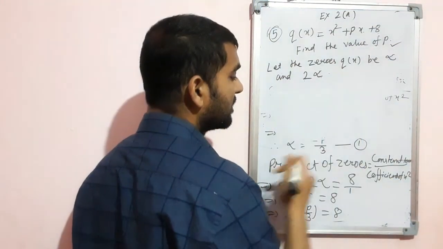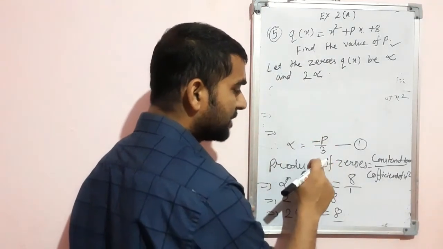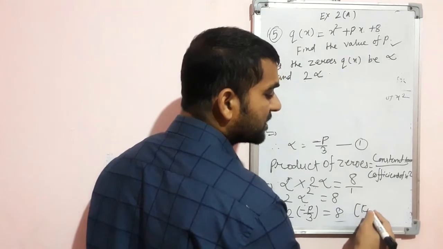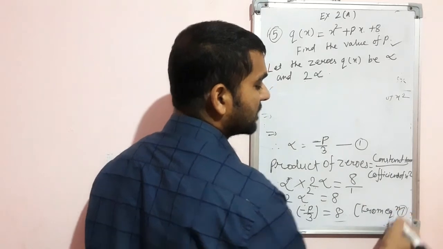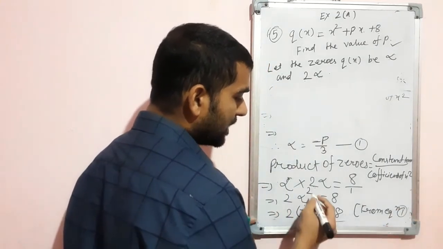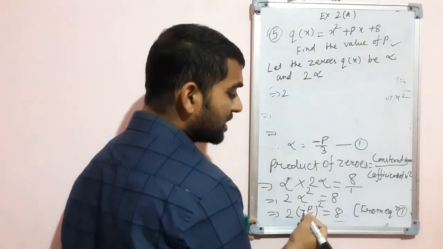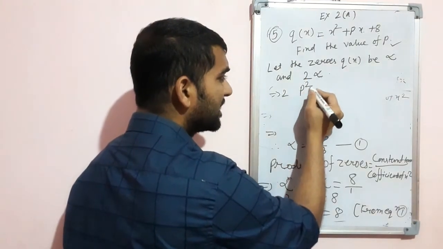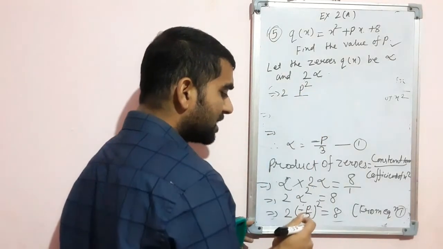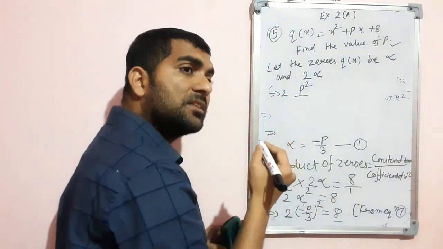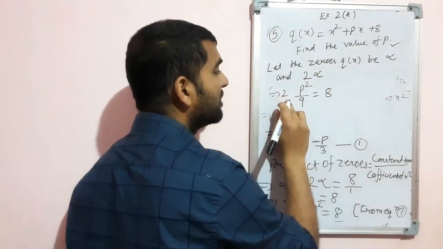So what we can write? In equation 1 we are using alpha. Here, in place of alpha, we are writing minus p by 3. So from equation 1 we got this. Now simplify this square. What will you get? 2 minus p squared will be plus p squared, right? Minus into minus is plus, so it will be p squared. 3 squared will be how much? 3 3s are 9, right? So 9 equals 8.